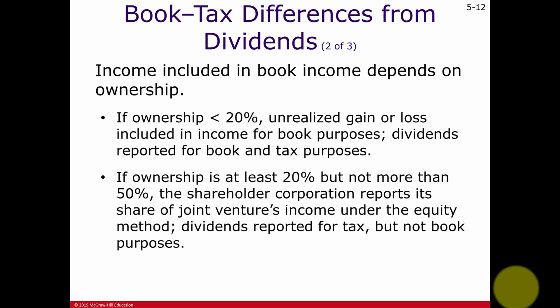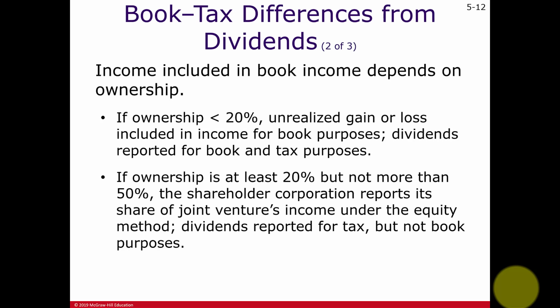In this part 2 video lecture for chapter 5, let's go over some temporary book to tax differences. On this slide, what we're looking at is a taxpayer corporation investing in another business, another corporation. In all situations, when a taxpayer receives dividends from another corporation, for tax purposes, you report that as dividend income.